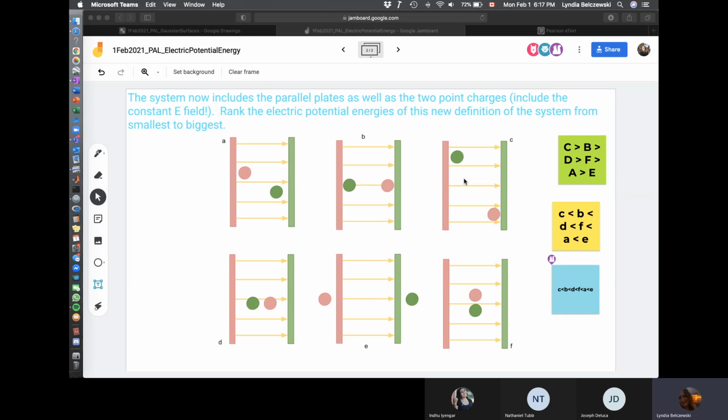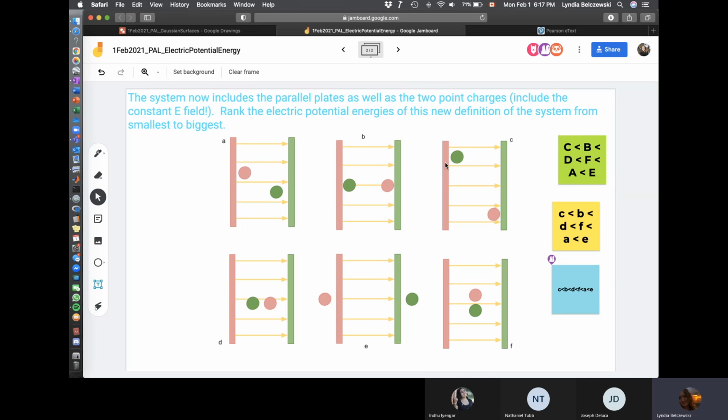So we're saying that, well, for C, we have the green point charge, which is the negative point charge. And you can tell that because the electric field lines between the plates are going towards the green plate. We're using the convention that electric field lines go from positive to negative. So the negative charge is right close to the positively charged plate. That's good. That's what it wants to do. And also, the positive charge is close to the negative plate. Okay, nice. That's also what it wants to do.